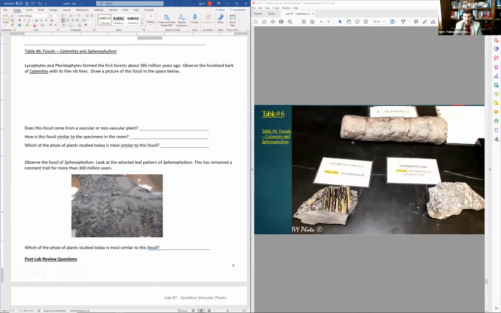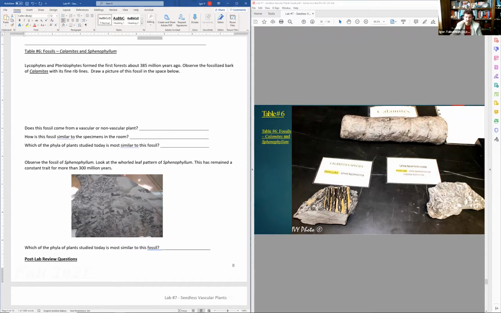Now, table 6, talking about some of the fossils. In this particular case, calamites are very similar to modern horsetails. And I'll show you some examples of why exactly we think it's a horsetail.